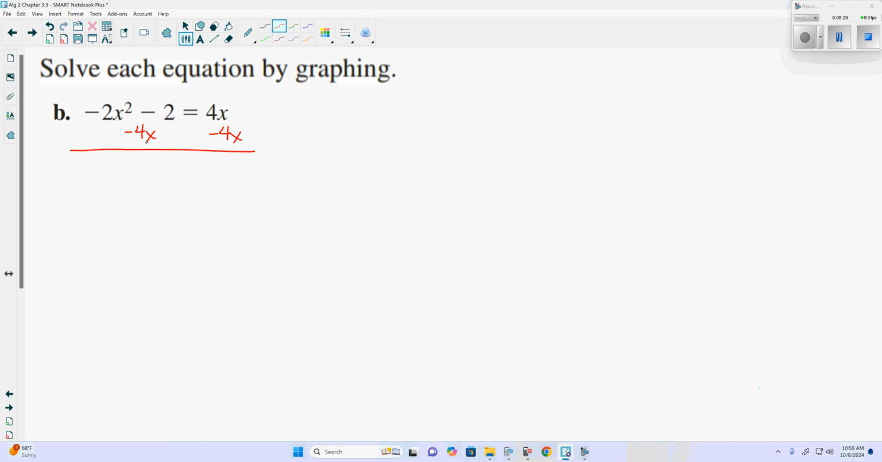So the first thing we're going to do is subtract 4x, because over here 4x minus 4x is 0. On the left-hand side, 2x squared, -4x, -2. There are no like terms. So we're just going to list it out as -2x squared minus 4x minus 2 is equal to 0.